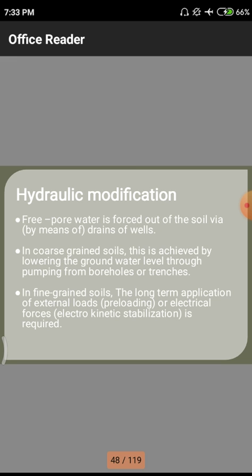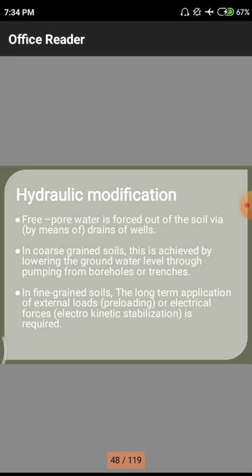The next second point is that in coarse grained soil, this is achieved by lowering the groundwater level through pumping from boreholes or trenches. Coarse grained means the particle size is somewhat higher compared to normal soils, so in those coarse grained soils we have a huge amount of voids, so the water will be drained easily into the lower layers, and all the water can be caught by using pumping, boreholes and trenches in the soil.